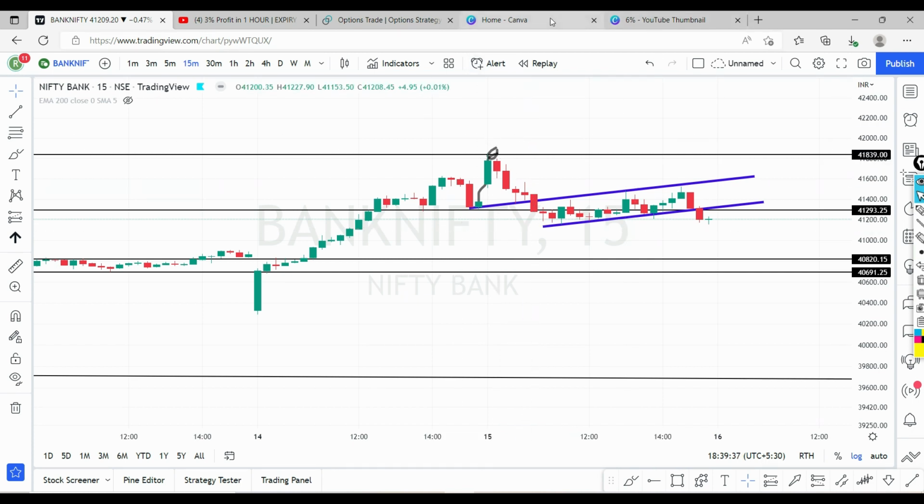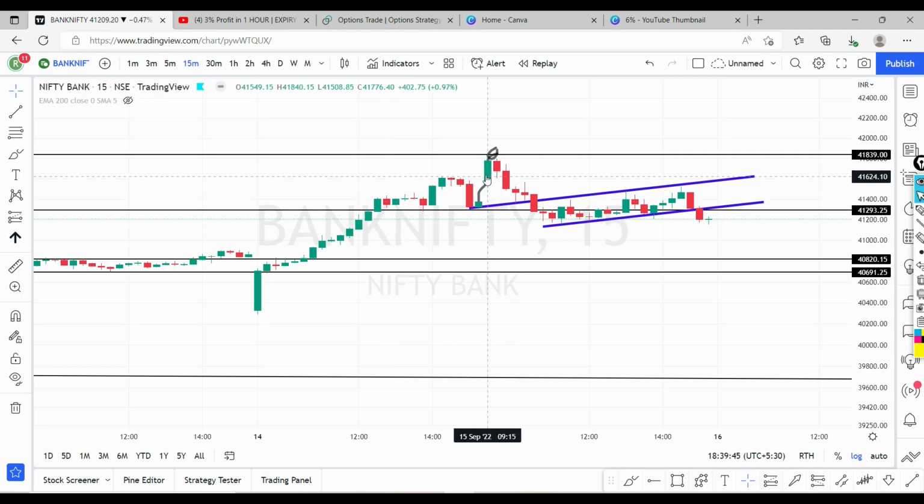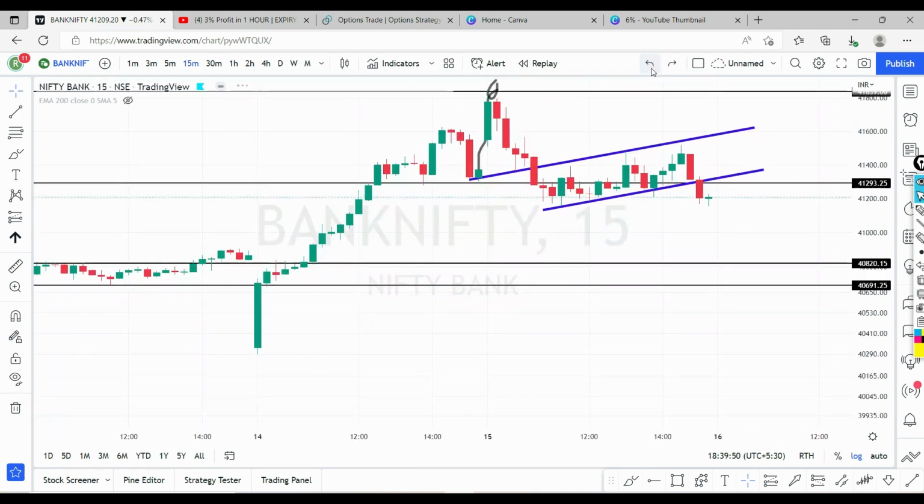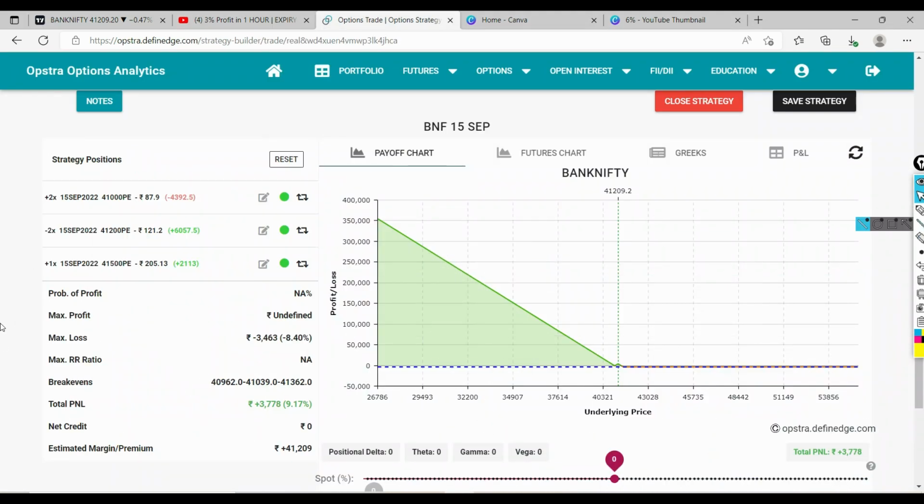Now I'll take you to Opstra. This was my original iron fly, which I deployed yesterday at 250, and then the market opened. What happened to the market today? The market opened with a gap up. Let me delete all these lines. It went up and then it came down. The moment I saw there is a resistance, just pay attention, friend.